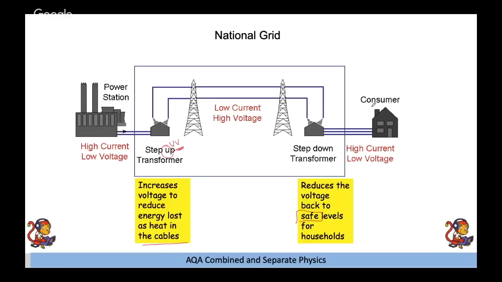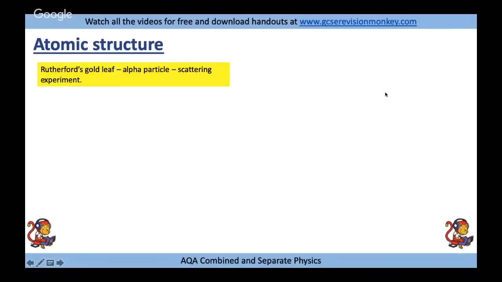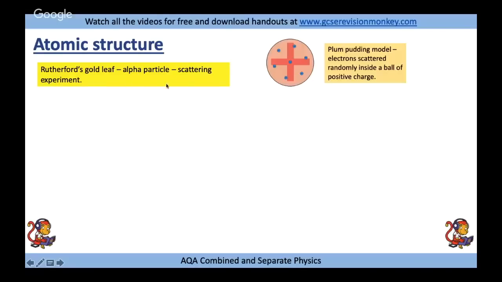Okay, onto the radiation and atomic structure topic. Let's start with our gold leaf scattering experiment. This is Rutherford's gold leaf alpha particle scattering experiment. We're going to start off with the plum pudding model: a large sphere of positive charge, with electrons randomly scattered inside.